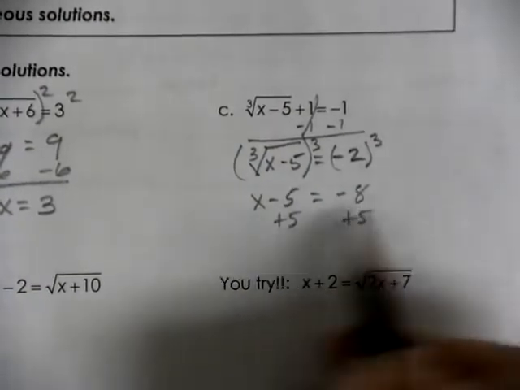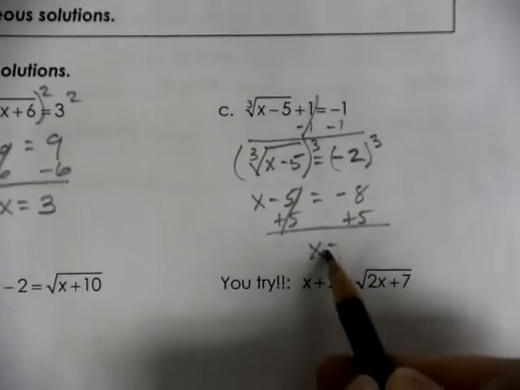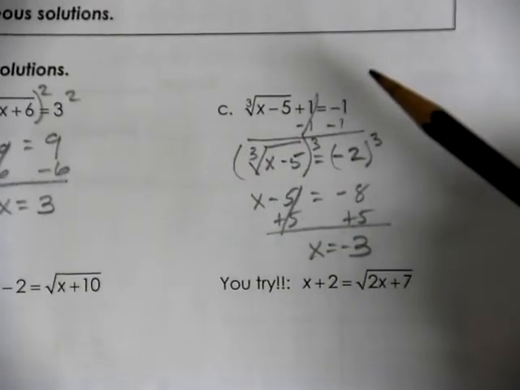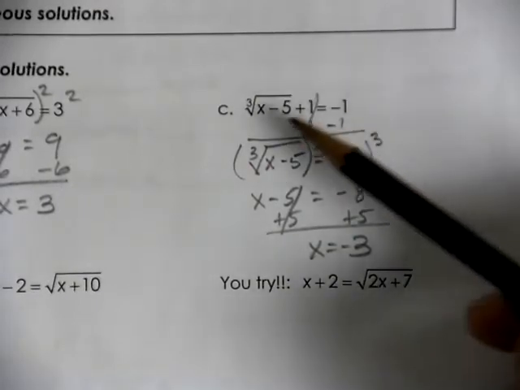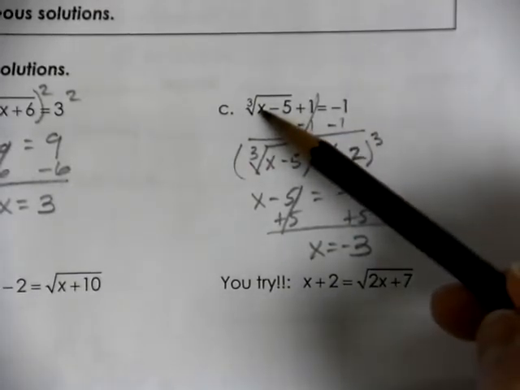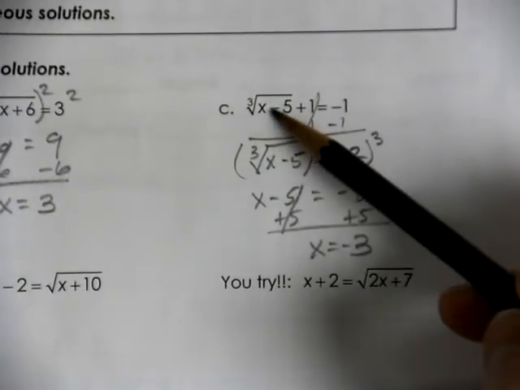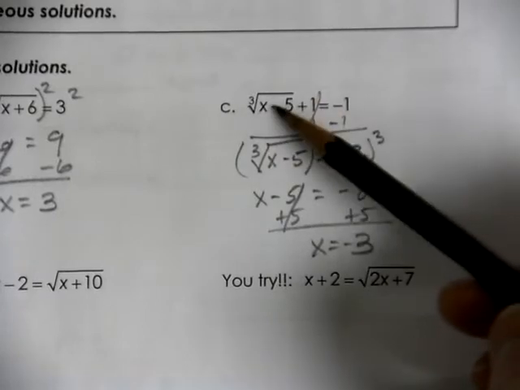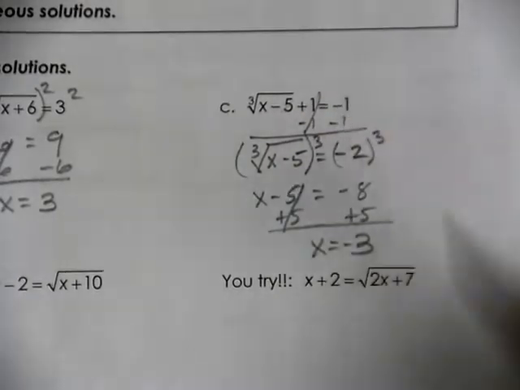Simply add the 5 to the other side. You get -3. By plugging in -3, we get -3 minus 5, which is -8. The cubed root of that is -2. Plus 1 is -1.